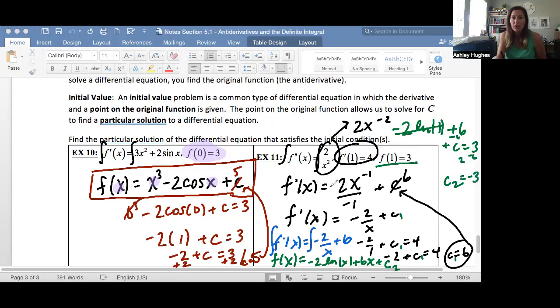So that means your function for this one, f of x, would equal negative 2 natural log of x plus 6x, and then minus 3. You're plugging in that negative 3 for this c down here. So that gives you your original function, and you could check it. Take the derivative of this, you would get this, negative 2 over x plus 6. Take the derivative of this, you get that. And when you plug in these values, they should check out.